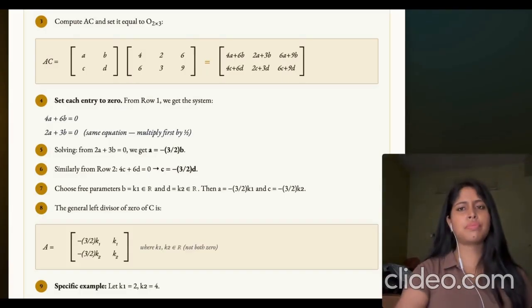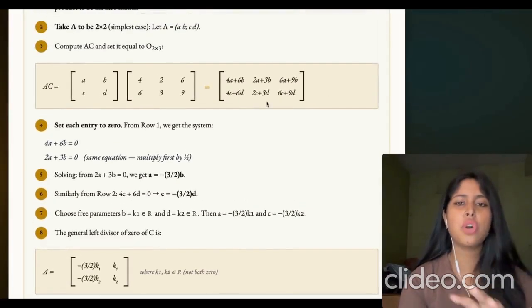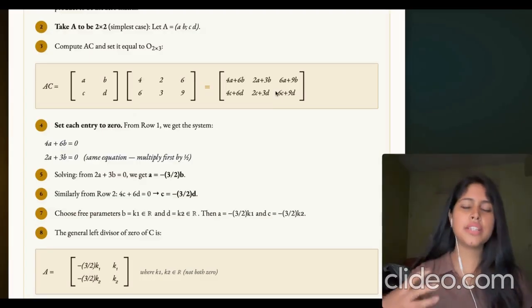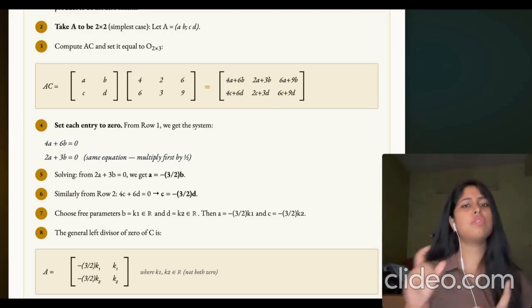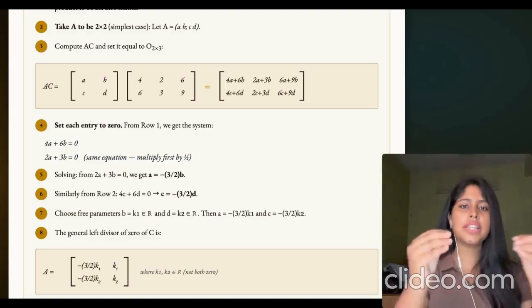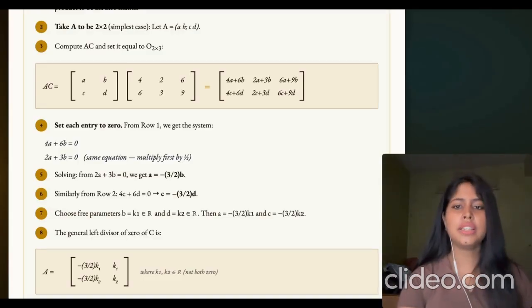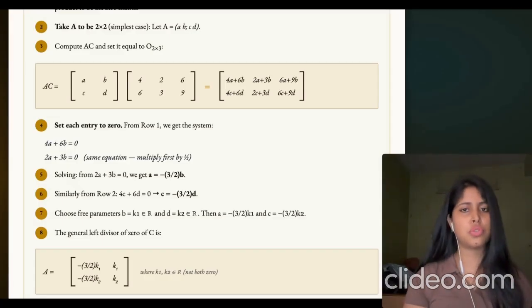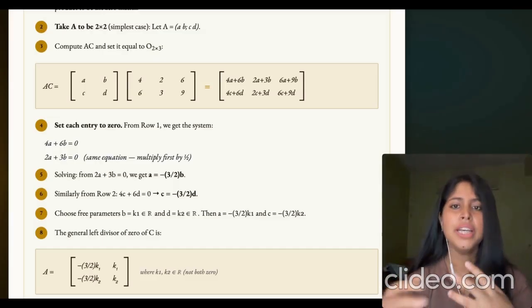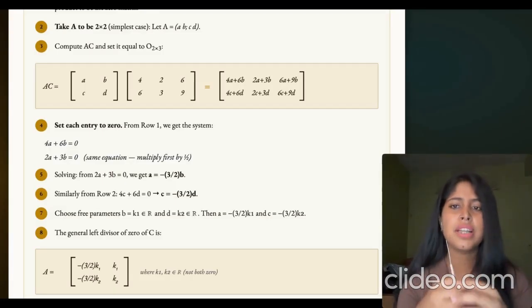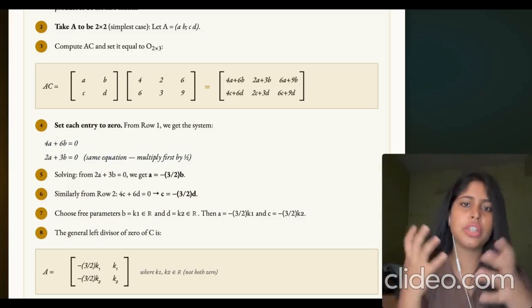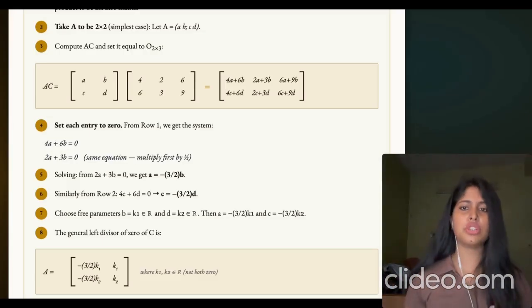Okay, now see, here we have got a few values. Next you need to set this equal to the null matrix, right? If we set it to the null matrix, then each of these entries will be 0. So from row 1 we get 4a plus 6b equals 0, 2a plus 3b equals 0, and we do not need the second equation. Why? Because the second equation is just the first equation divided by 2. They are basically the same equation, so we have only one equation, 2a plus 3b equals 0.